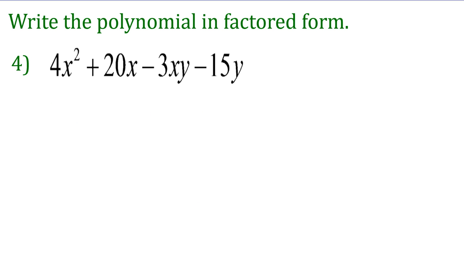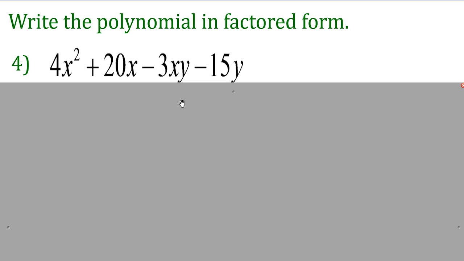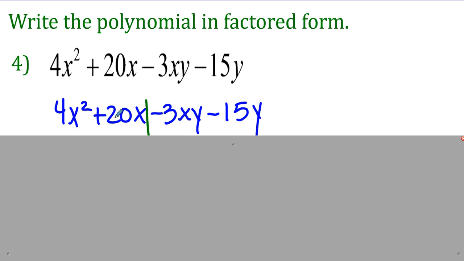How about this polynomial? 4x squared plus 20x minus 3xy minus 15y. Again, scan the polynomial and see if there's a greatest common factor with all of the terms. And in this case, there is not. Then we want to see if we break it into pairs, do the pairs have any common factors we can divide out? Well, our pair on the left does have a common factor of 4 and an x. So if we rewrite this, we'd have 4x, left parenthesis, what's left over? X plus 5, close it with your right parenthesis.